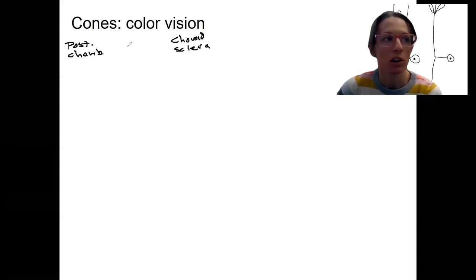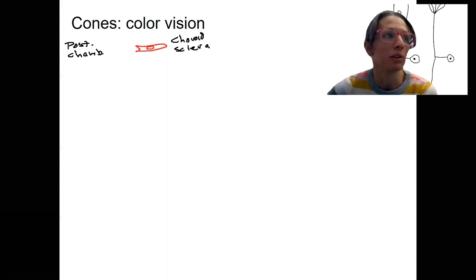So I'm going to draw 3 different colors of photoreceptors. They themselves are not actually colored, but they process different colors. There are red photoreceptors, green, and blue.